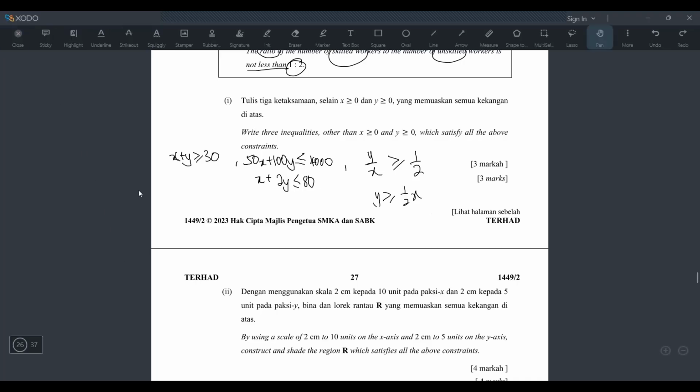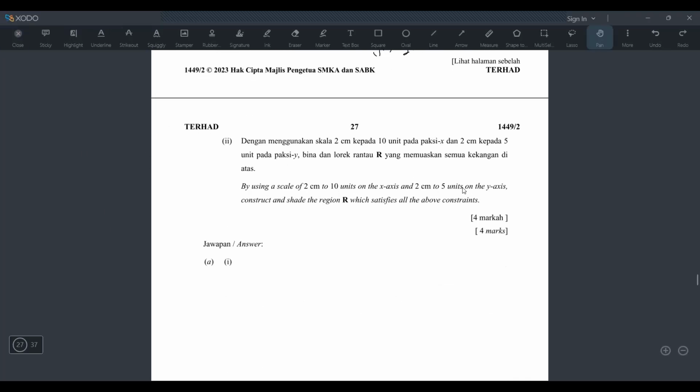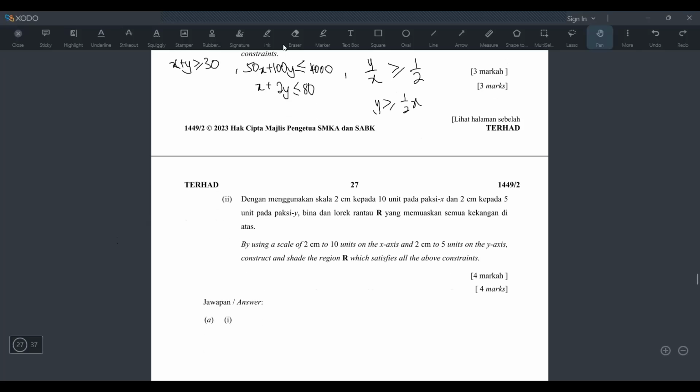Right. For my second question, by using a scale of 2 cm to 10 and 2 cm to 5, construct and shade the region. This one we have to draw the graph already, but before drawing the graph, we have to find points. So how to find points? What is my first line here? I will let X plus Y equals 30. It means I will change this symbol to equals and then open 2 brackets.